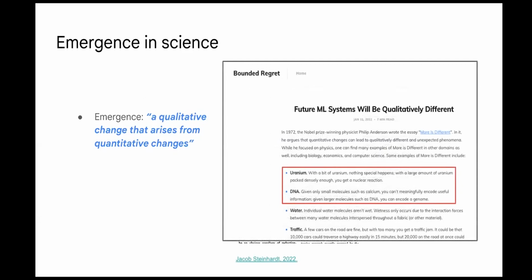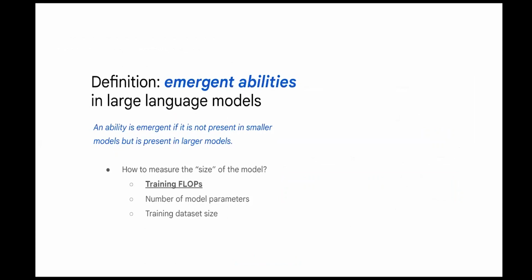Or for DNA, given only small molecules such as calcium, you can't meaningfully encode useful information, whereas given larger molecules such as DNA, you can encode a genome. In this paper, we basically had this definition where an emergent ability of a language model is defined as: an ability is emergent if it is not present in smaller models, but it is present in larger models.